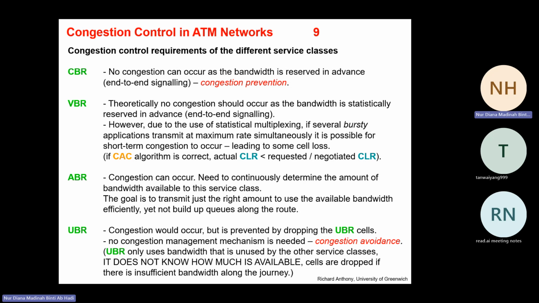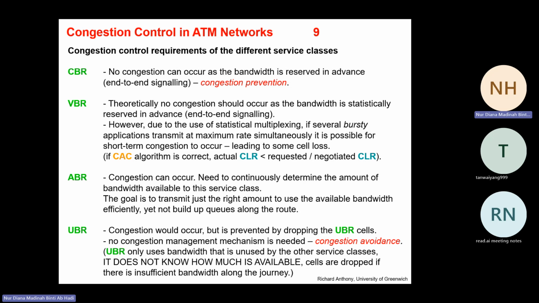And then ABR, congestion would occur, but you need to continuously identify the amount of bandwidth available for the service class. So the goal for ABR is to transmit just the right amount, to use the available bandwidth efficiently, yet not build up your queues along the route. While for UBR, congestion would occur, but it can be handled by dropping UBR cells. Therefore, no congestion management mechanism is needed, and congestion can be avoided.